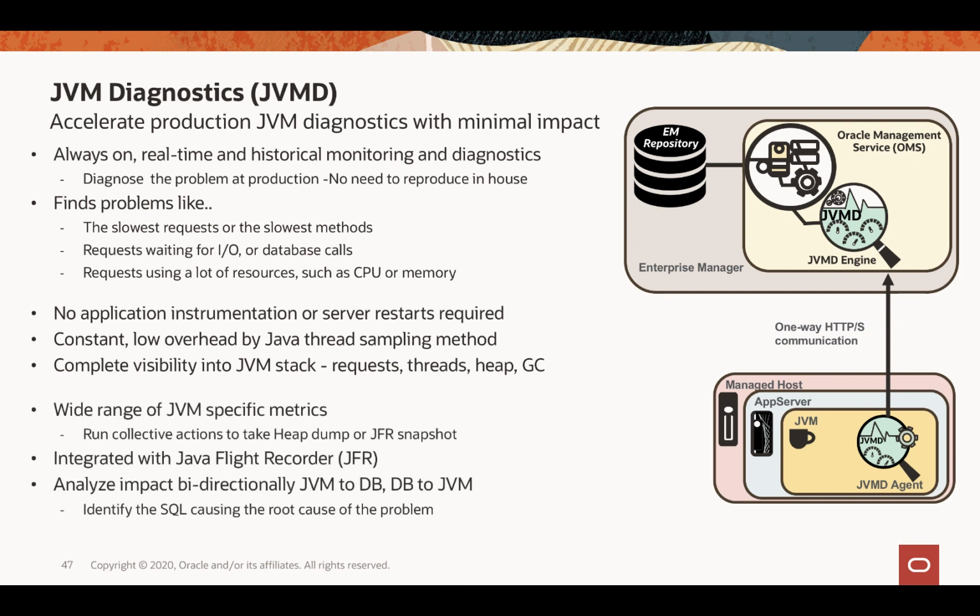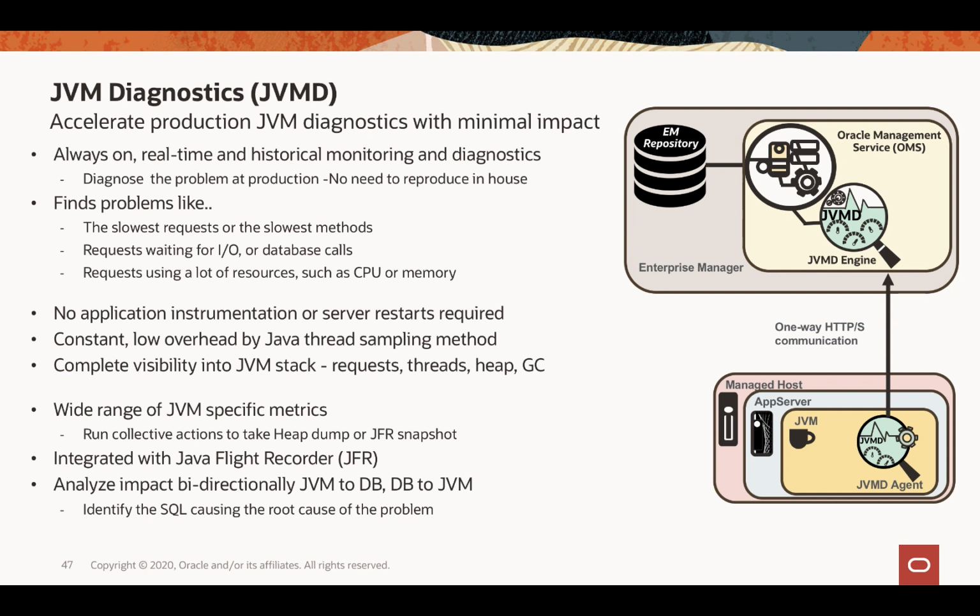And JVMD has its own metric management capability, so you can set up a metric, which is JVM specific, and configure a corrective action to take a heap dump, for example, upon the metric violation. It also has integration with Java Flight Recorder, or JFR. So you can start the recording of a JFR snapshot from EM, or you can configure it to take the snapshot automatically at the threshold violations. You can also export the snapshot and import it into the Java Mission Control desktop application and run any analysis there.